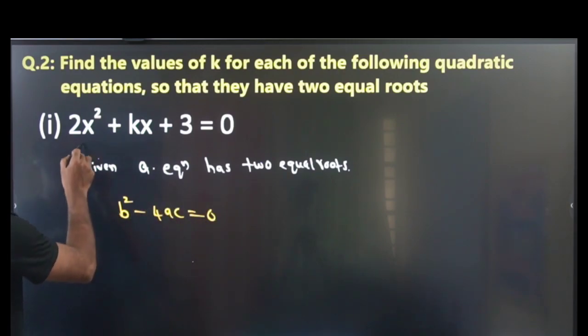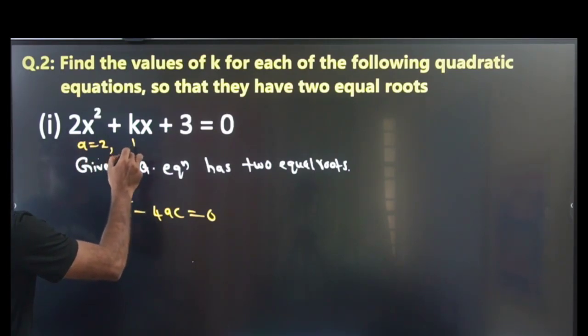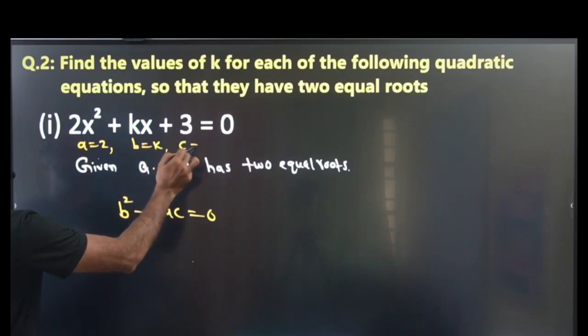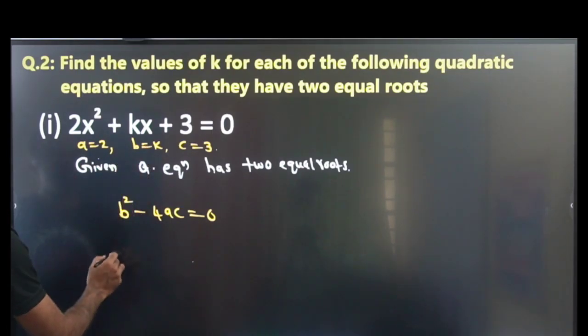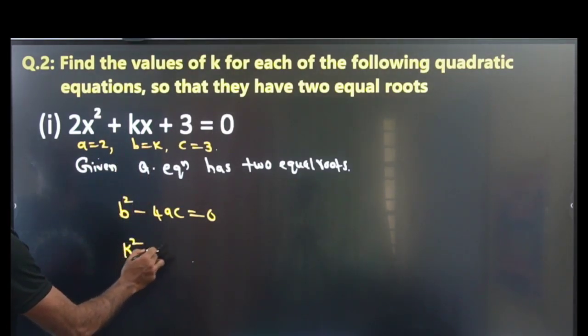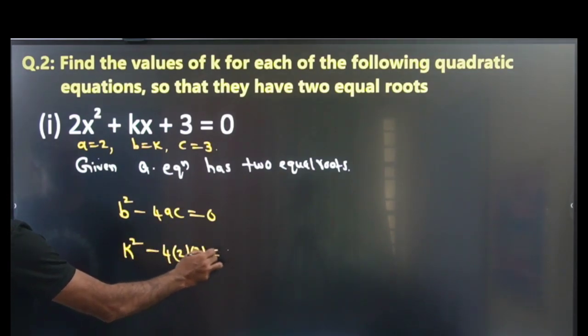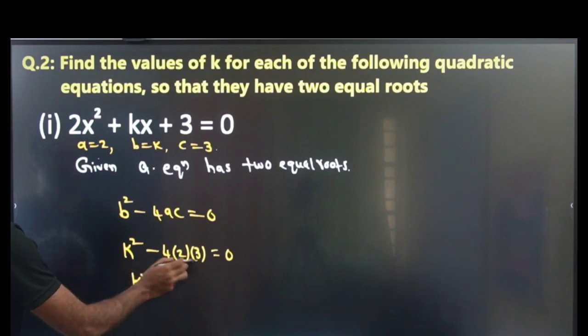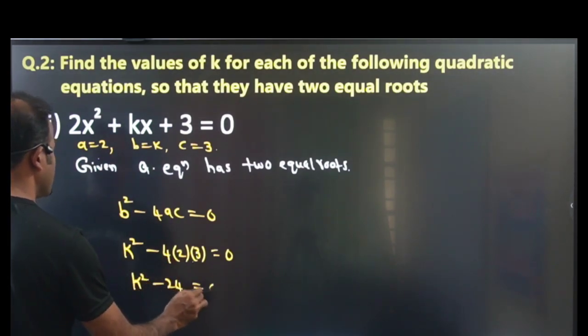Okay. What is a here? A is 2. When you compare with ax square plus bx plus c equal to 0, here the a value is 2, b value is k and c value is 3. Right? By using this formula, we can find the k value. b square is k square minus 4 into a value 2, c value 3, equal to 0. K square minus 8 into 3 is minus 24 equal to 0.